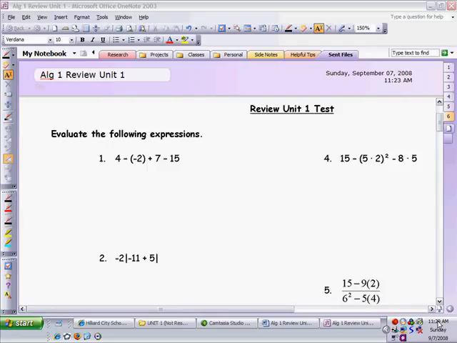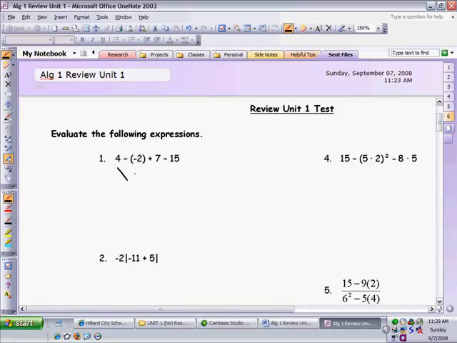So first thing we have to take care of is 4 minus negative 2. And when we subtract a negative number, don't forget that minus a negative is same as plus a positive, so it would be the same as 4 plus 2, and that would be 6. Everything else comes down. And then again, left to right. 6 plus 7 is going to be 13. Bring down the minus 15.